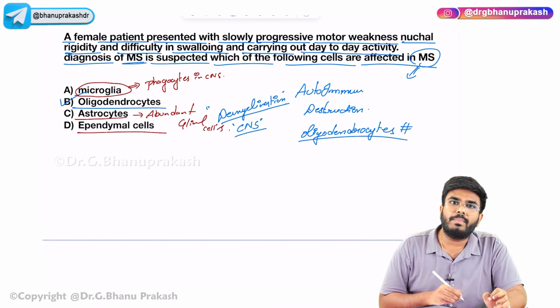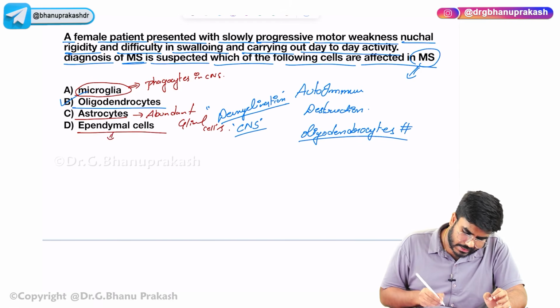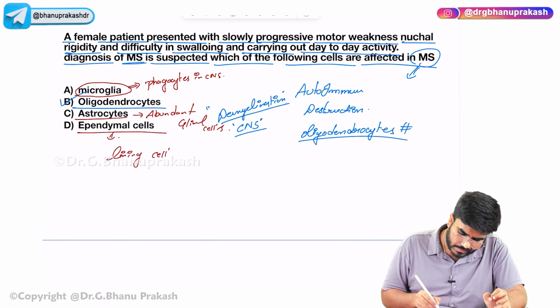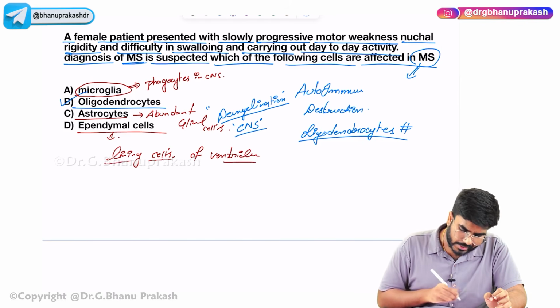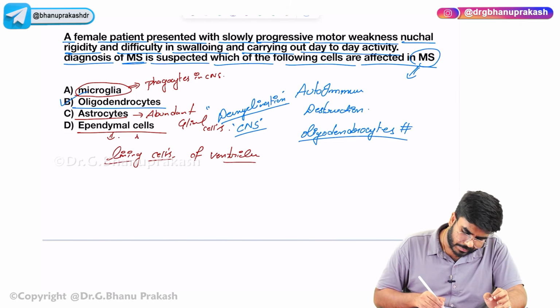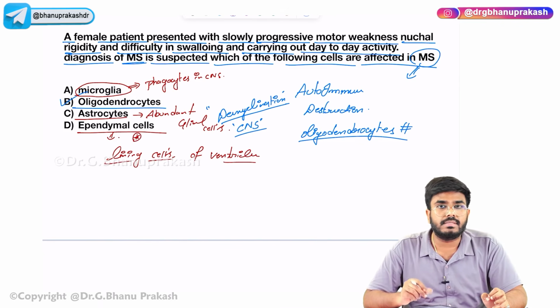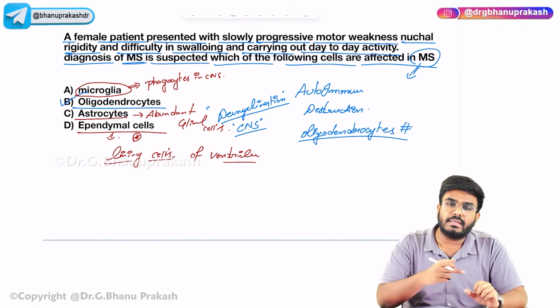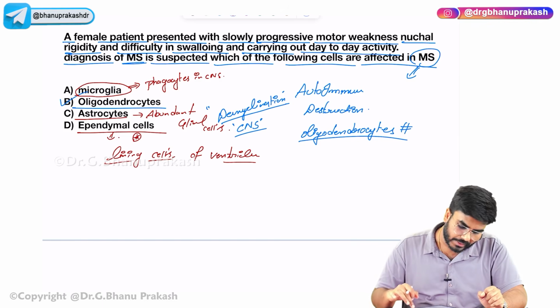Okay, and what are these ependymal cells? Ependymal cells are the lining cells. Okay, lining cells of ventricles in which the cerebrospinal fluid is present. So ependymal cells, this is a question in the previous year exam. Ependymal cells are the lining cells for the ventricles and in the central canal of the spinal cord. Okay, central canal of the spinal cord.